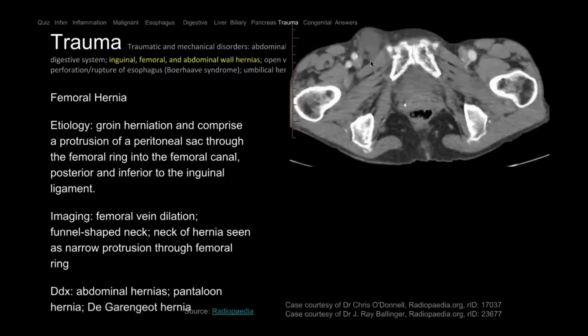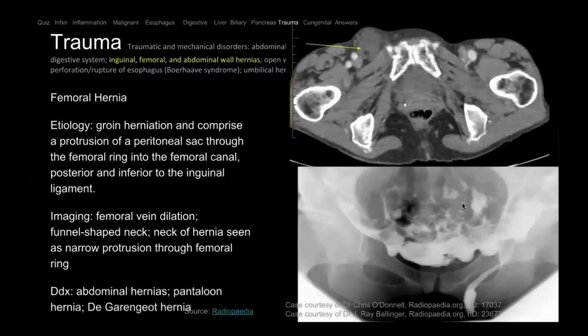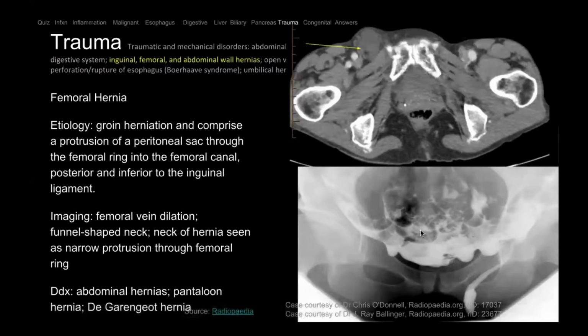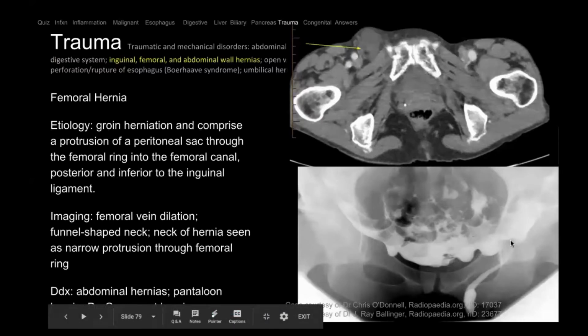Femoral hernias are dangerous because usually the neck is very small, so it can get strangulated. So typically femoral hernias are corrected urgently because of risk of strangulation, because the neck is very small. And here is a small bowel follow through. So the contrast is in the small bowel now, and you can see that this little hernia comes down.